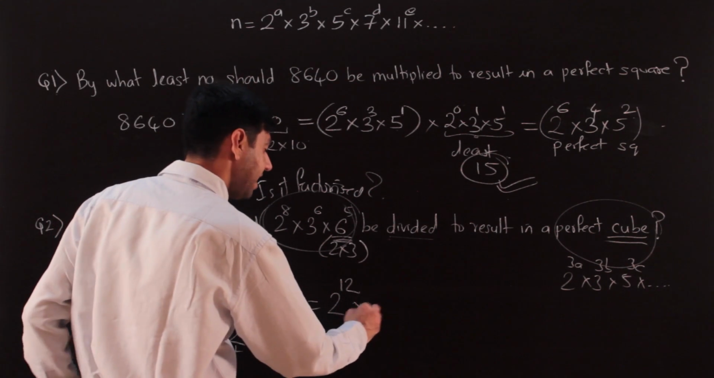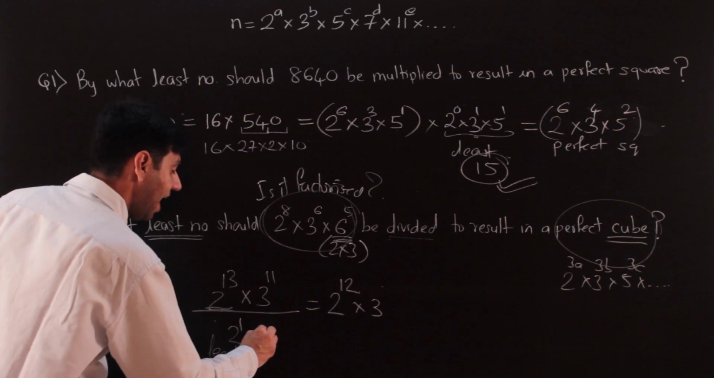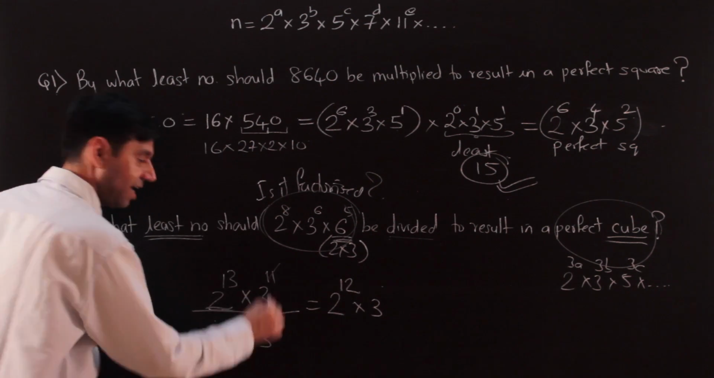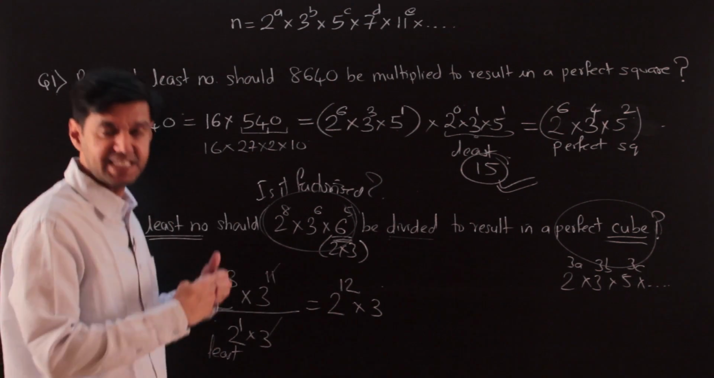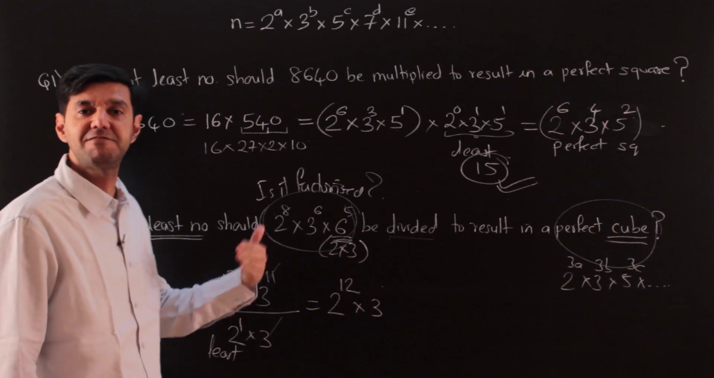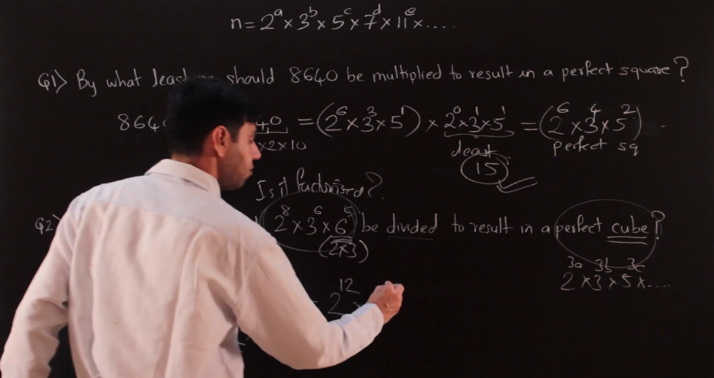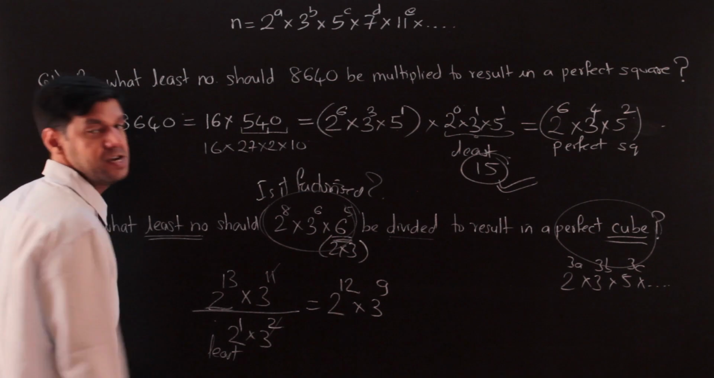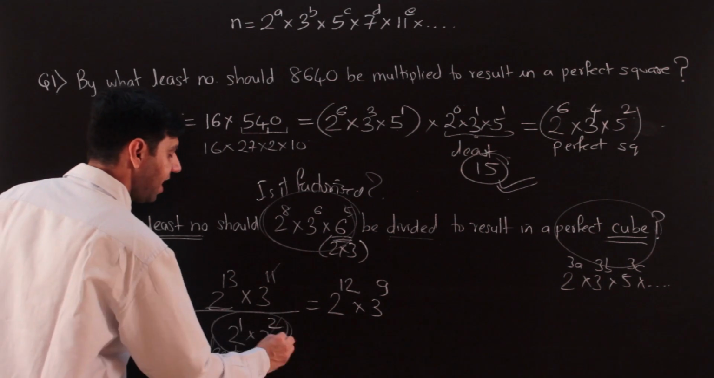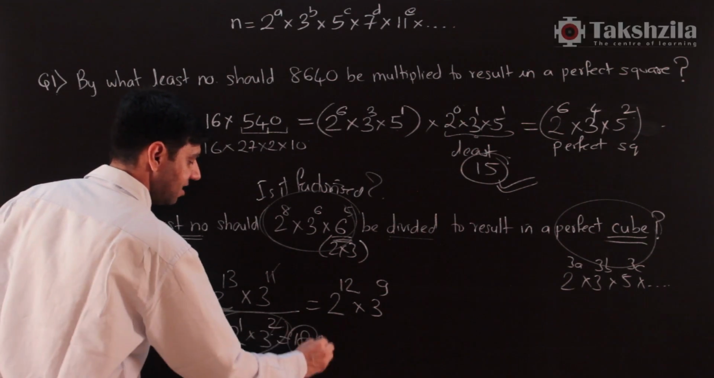3 raised to 11. 11 is not a multiple of 3. I want in the end result a multiple of 3, and I'm going to cancel out something, right? So the power is going to become less than 11, a multiple of 3 which is less than 11. That is going to be 9. So I need to divide it by 3 squared. That is 9 twos are 18, which is going to be my answer here.